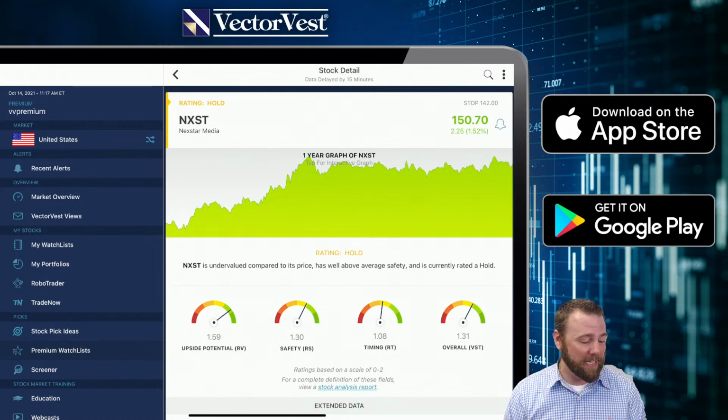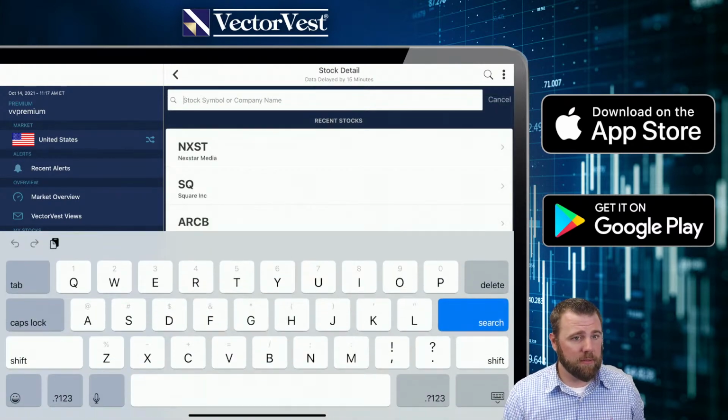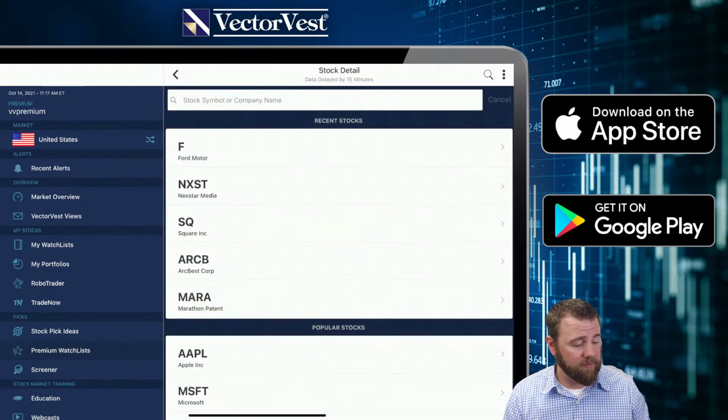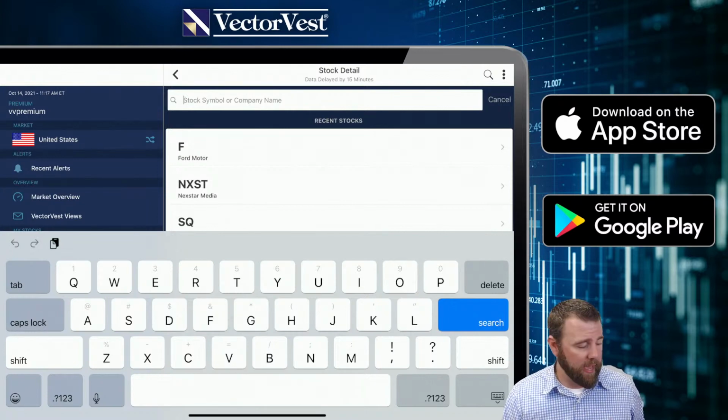NXST, good long-term potential, less risk. You do have a slight uptrend below where I'd like to see it at, but slight uptrend nonetheless. Overall, good stock. I need to really see that RT pick back up to the level of 1.1 or higher there. Let's see. F, good long-term potential. Does have a little bit more risk than the average stock out there. You do have a steady short-term uptrend. Overall, stock's still favorable.